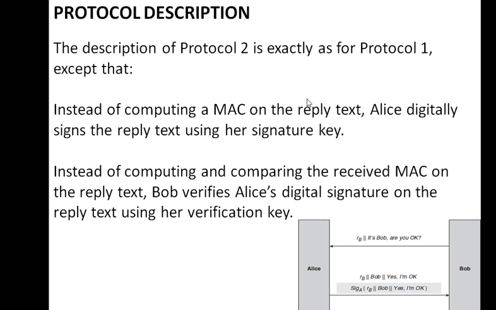The description is exactly as per protocol 1, except that instead of computing a MAC on the reply text, Alice digitally signs the reply text using her signature key. Instead of computing and comparing the MAC on the reply text, Bob verifies Alice's digital signature on the reply text using her verification key.